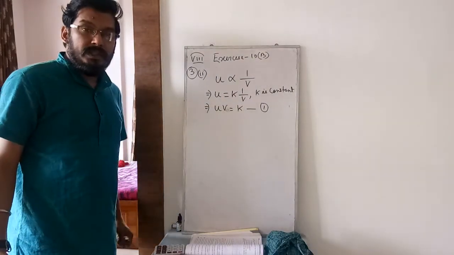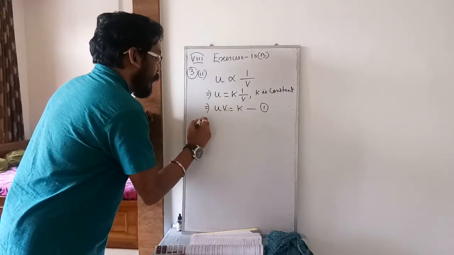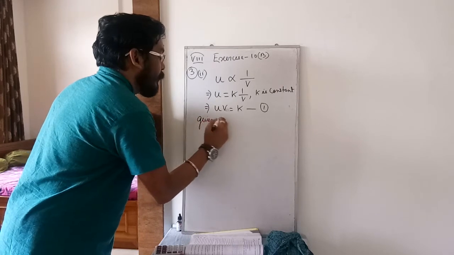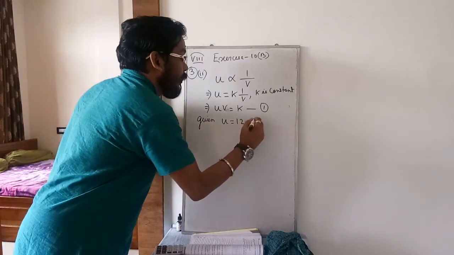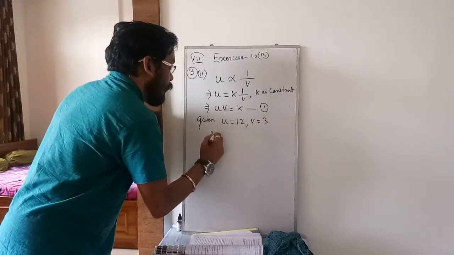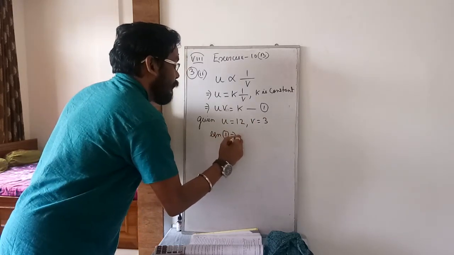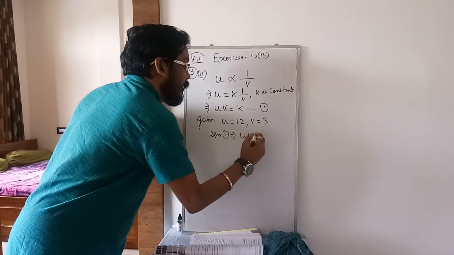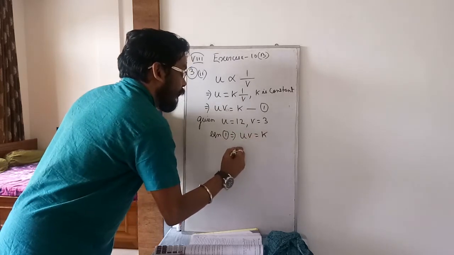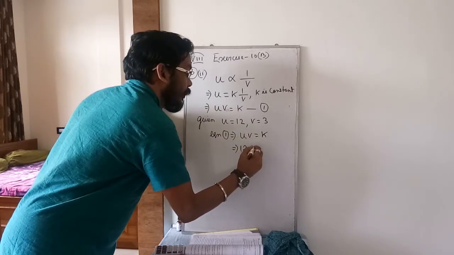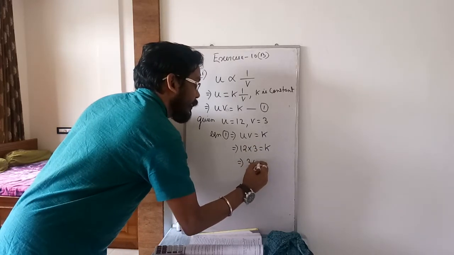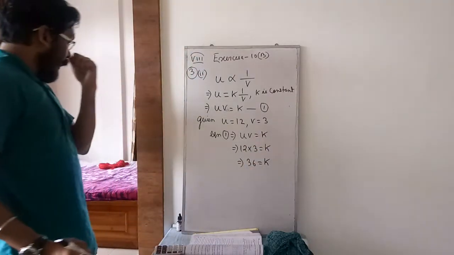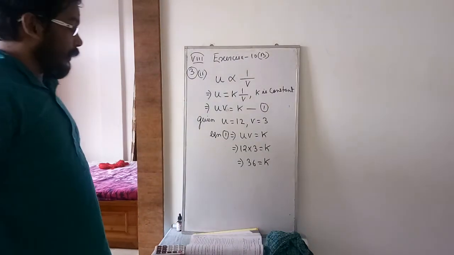You can write u equal to 12, v equal to 3. So equation 1 implies, equation 1 is uv equal to k, so 12 into 3 equal to k. 12 threes are 36, so 36 equal to k. So here you got the value of the constant.